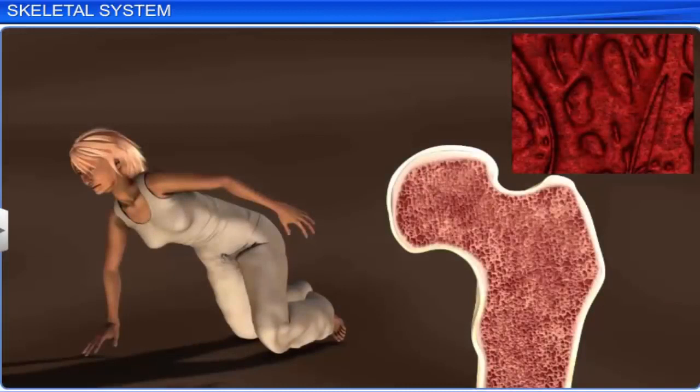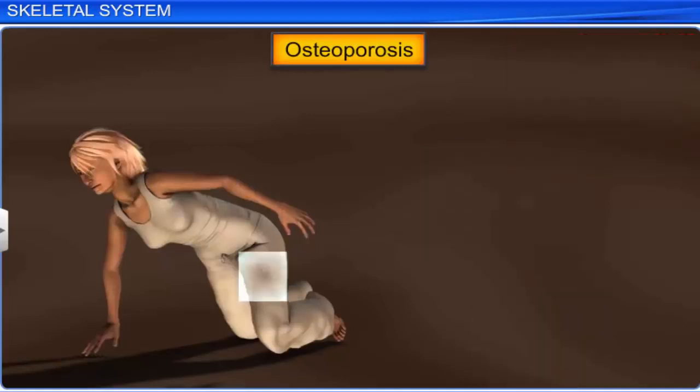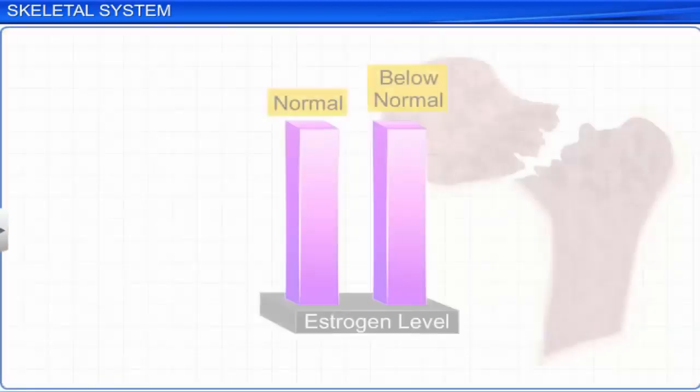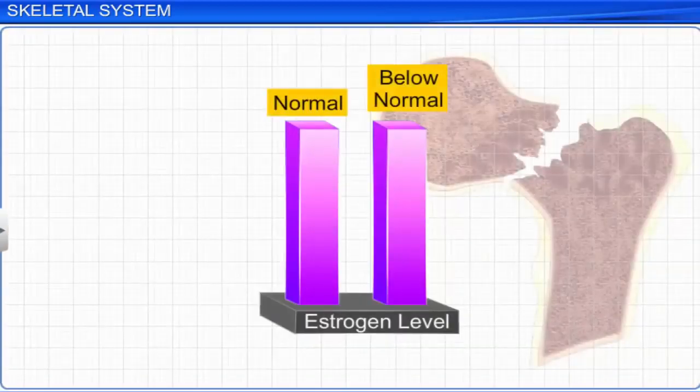Elderly people also suffer from osteoporosis, which is characterized by a decrease in bone mass, which increases the chances of fractures. It is caused by a decrease in the level of estrogen and is therefore more common in women.